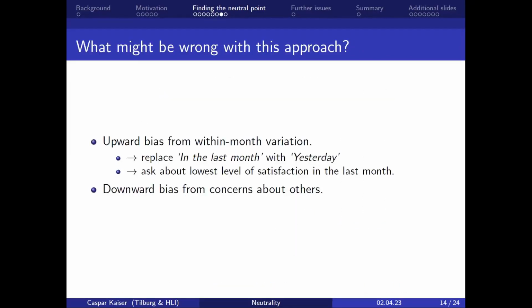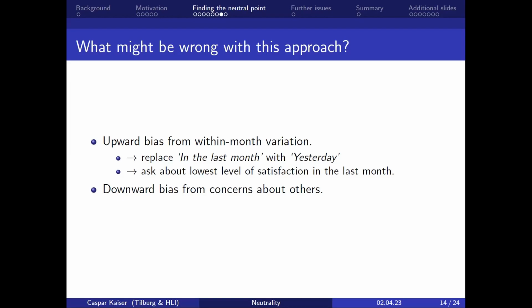But of course, there are also problems with this idea. The first one is that you get an upward bias from within-month variation. This question asked, have you been thinking that you'd rather be dead over the entire last month? It might well be that the moments in which they thought that were the moments of least life satisfaction during that month, but I'm only recording current life satisfaction. So when there's within-month variation in life satisfaction, this would lead to an upward bias in the estimated neutral point based on that kind of approach.